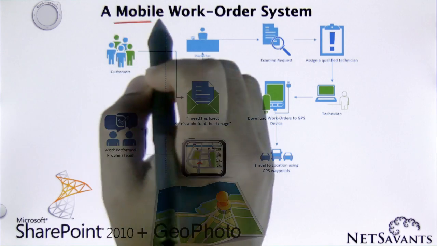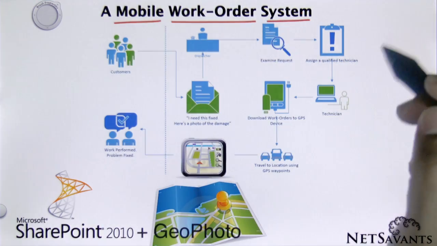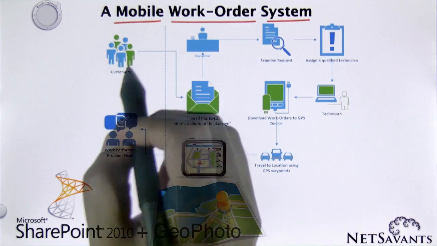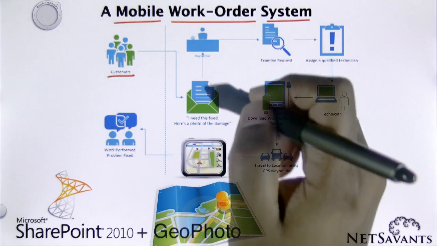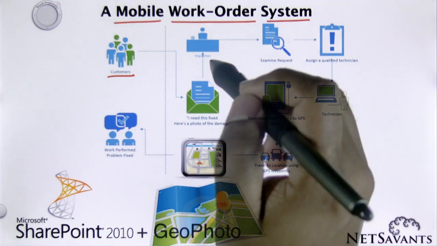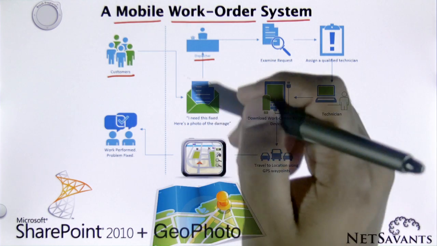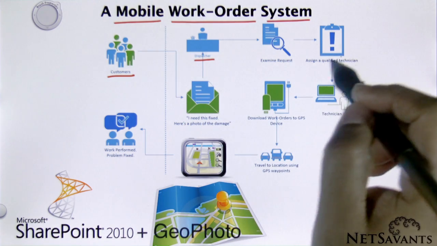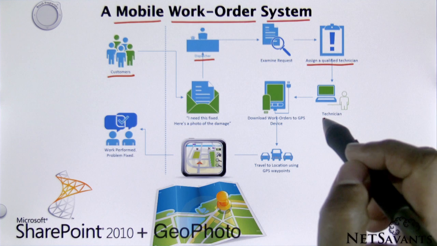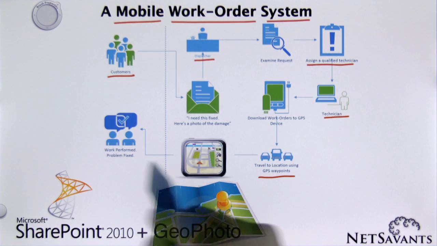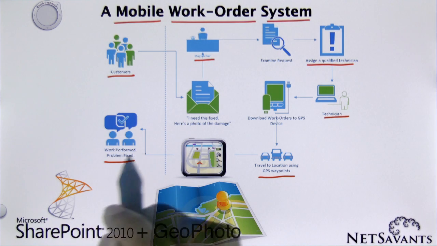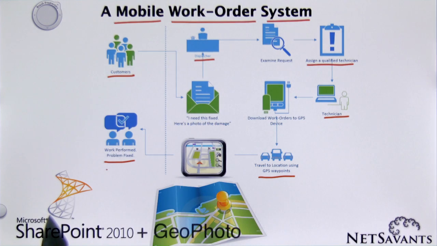Here we have a mobile work order system. In this system, we have customers that are calling in work orders to the dispatcher. The dispatcher takes a look at each one of the requests coming in and assigns a qualified technician that will then drive to the customer location to work on the problem and fix the problem.